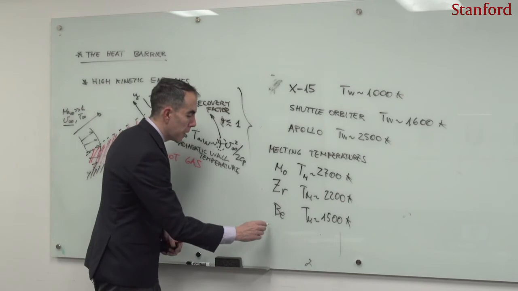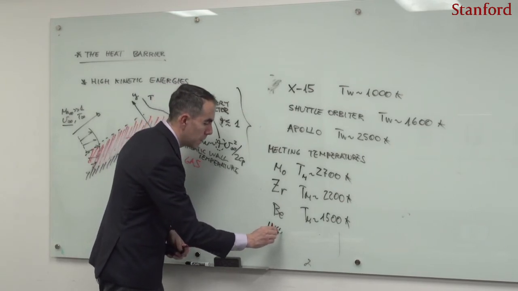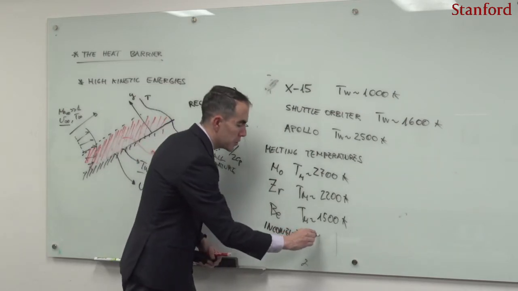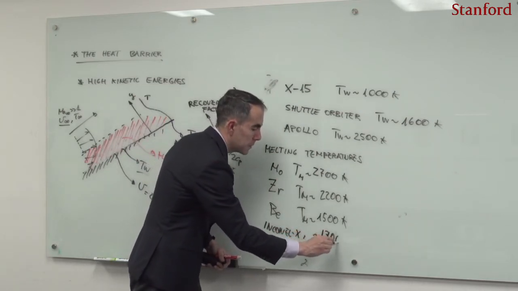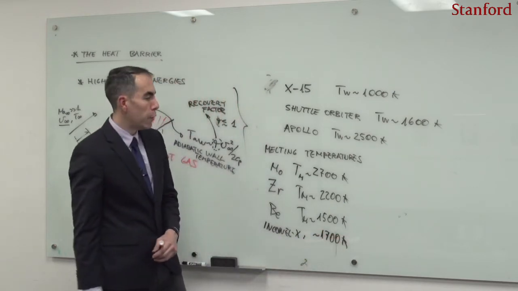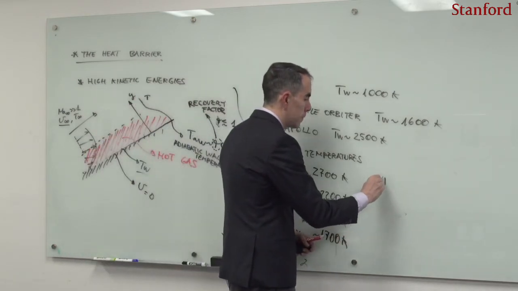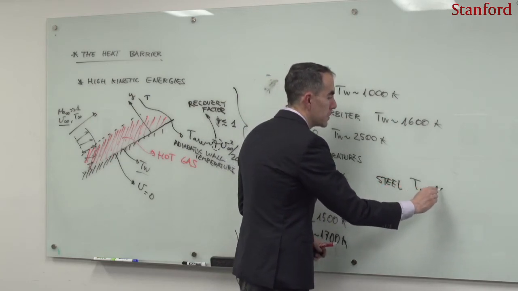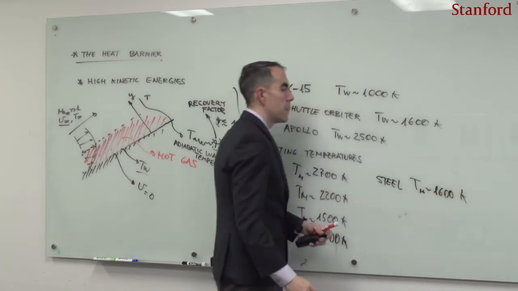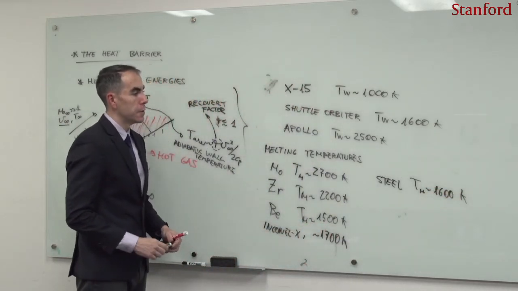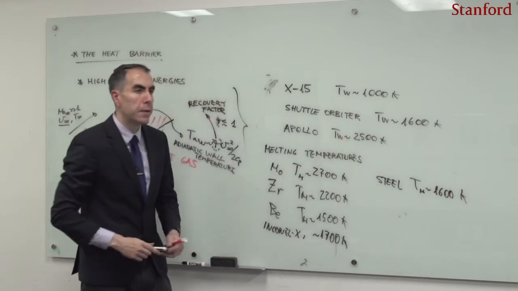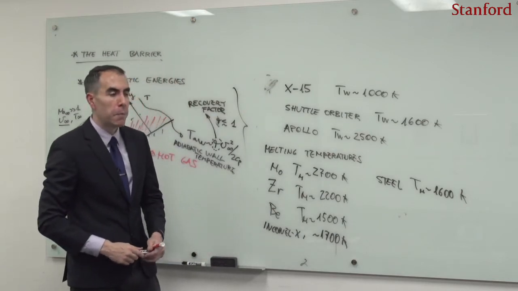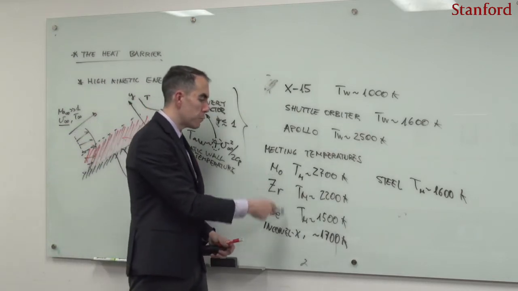For a heat-resistant alloy like Inconel X, the melting temperature is about 1,700 kelvins. And for stainless steel, the melting temperature is about 1,600 kelvins. So these wall temperatures achieved in hypersonic flows can very much compete with temperatures of high-performance materials, like these ones that you see here.